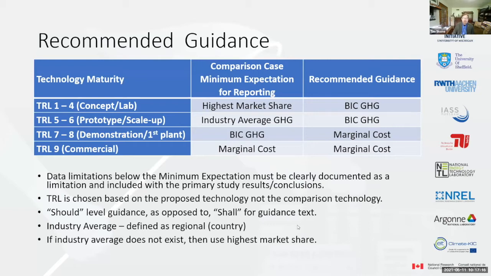If the industry average does not exist for some reason, then use the highest market share, what is the most dominant production method for a particular product on the market? That is often sometimes an easier data point to find.